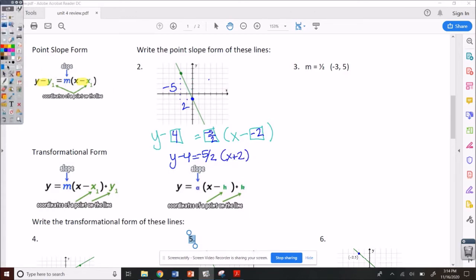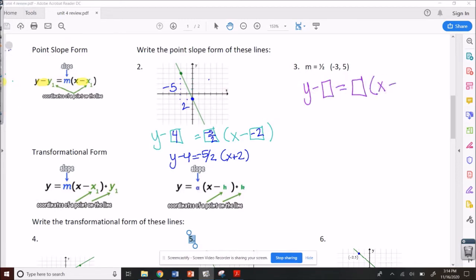Okay, in number 3, they actually gave us all the information I need, so I just need to fill everything in. So y minus my y value equals my slope times the quantity, x minus my x value. So they said that the y value was 5, my x value was -3, my slope was half, and again, I need to change that double negative to a positive. Now that can happen with the y as well. In both of these examples, it was the x that had the negative, that double negative that we changed to a positive, but it could happen in the y's as well. It couldn't happen at all. It could happen in both of them.